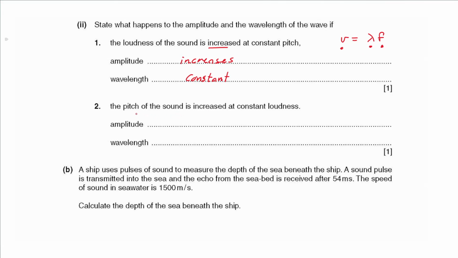2 says the pitch of the sound is increased at constant loudness. Constant loudness means the amplitude is constant or did not change. And the wavelength is inversely proportional to the frequency for the same speed. If frequency increases, the wavelength decreases and vice versa. So now the pitch is increased, so the frequency increases. So the wavelength here will decrease.